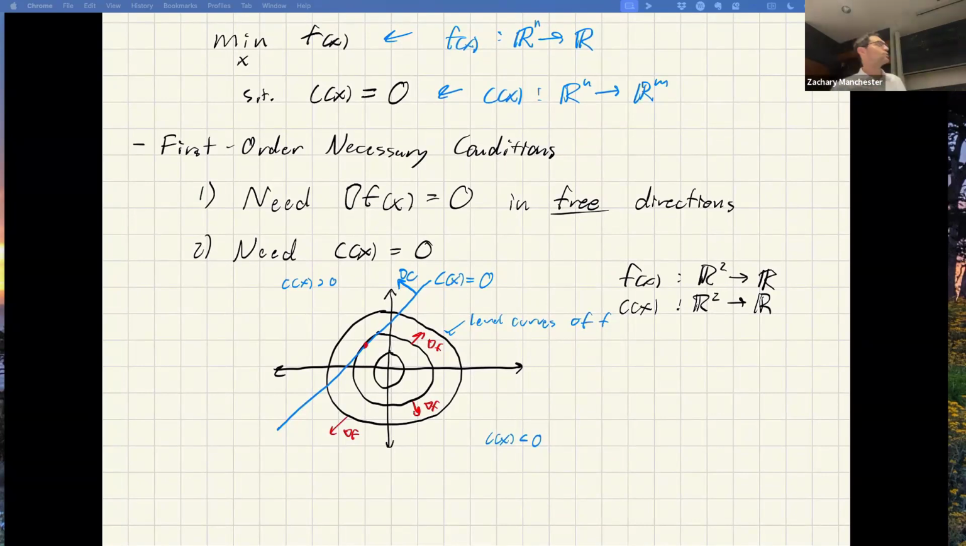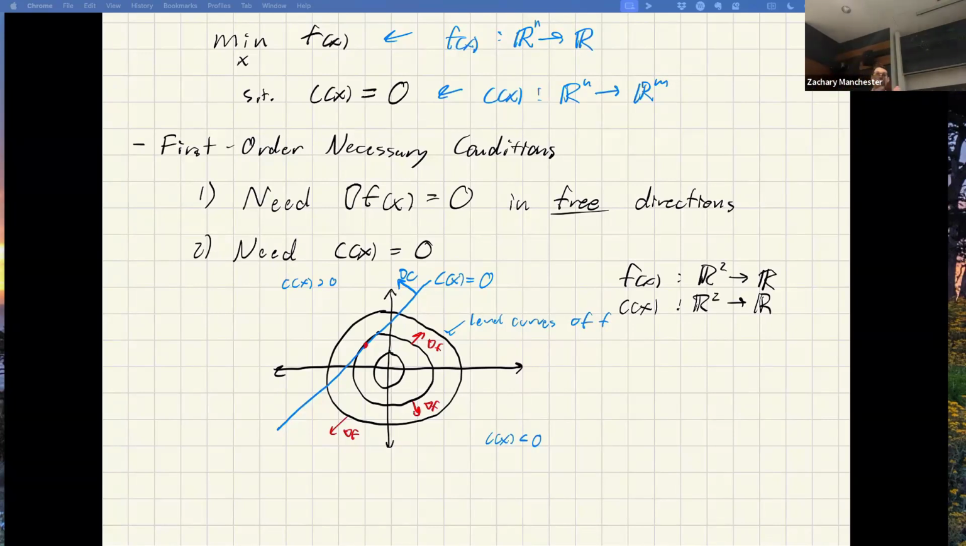What can you tell me about the level curve at that point compared to the c of x line? Its gradient is orthogonal to c of x. Yes, I was going to first ask: the level curve has to be tangent, right? And by the same argument, the gradients have to be parallel. The gradient of c of x and the gradient of f there have to be parallel.